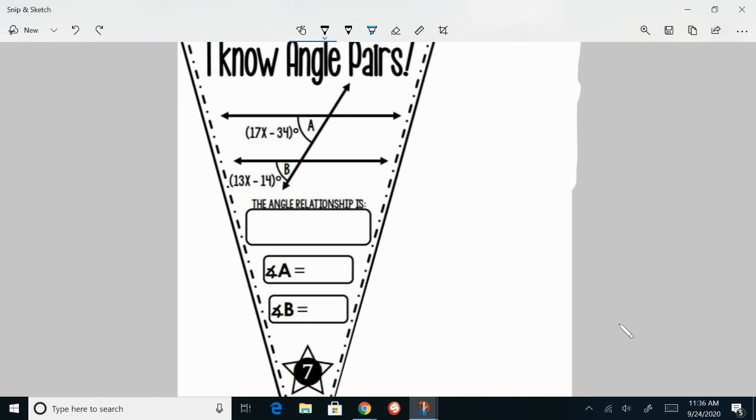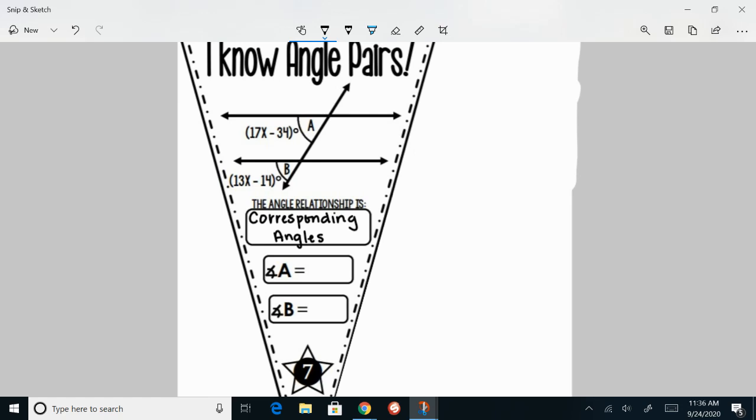So the first thing you want to do is to identify the type of angle relationship that you have. If you're looking at angle A and angle B, you're noticing that they are in the same position on the same side. So the angle relationship presented is corresponding angles. I would suggest that you have a separate sheet of paper to work this, okay?